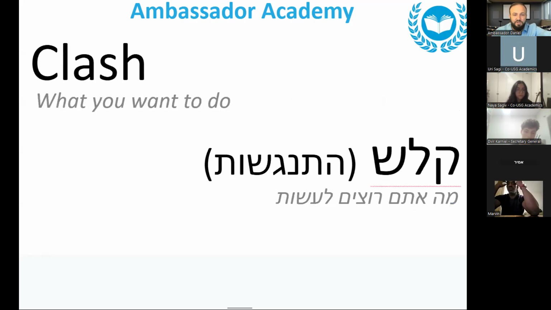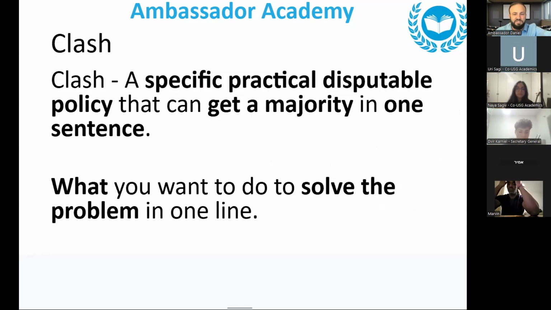Clash is what you want to do. Clash is a specific, practical, disputable policy that can get a majority in one sentence. Okay? It's what you want to do to solve the problem in one line, unless you want the problem to keep going, in which case you need to offer a policy which will perpetuate the problem in one line.